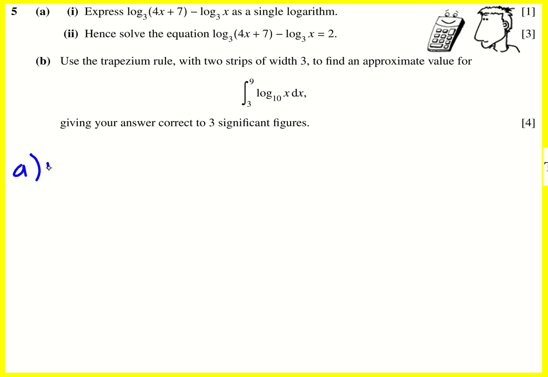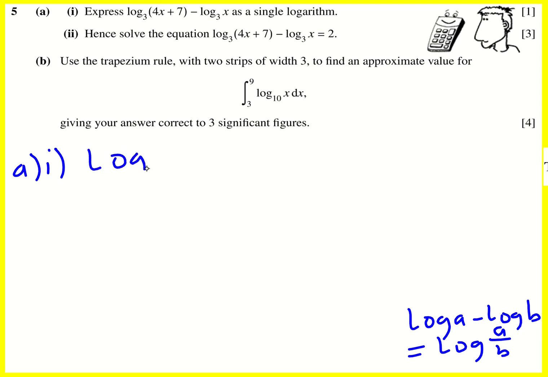Right, we need to remember our rules of logs here, and I'm just going to jump straight into the one where we're minusing them. If you have log A minus log B, and this is to any base in fact, then it becomes log A over B. So in this case, our answer is simply going to be log to base 3 of (4x plus 7) over x. Because in my case, A is 4x plus 7 and B is x.